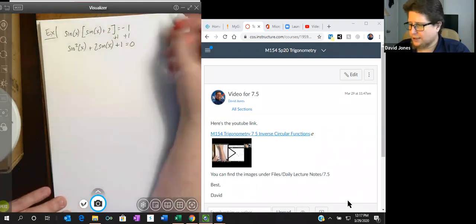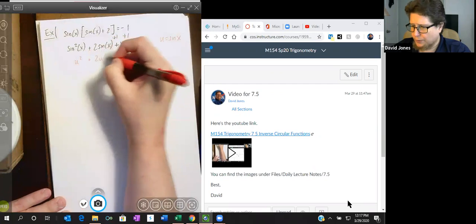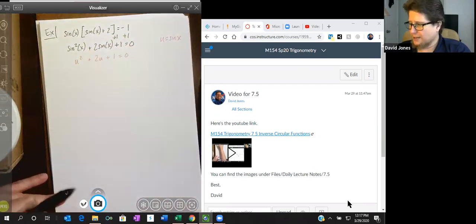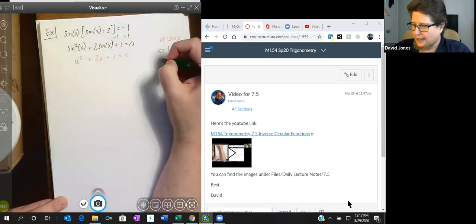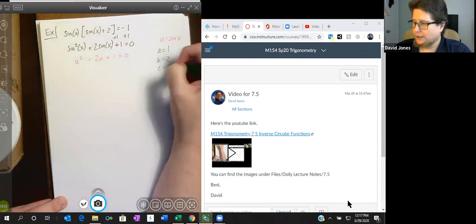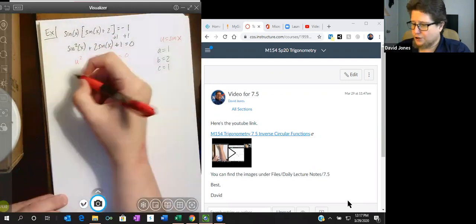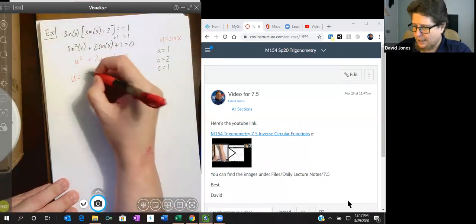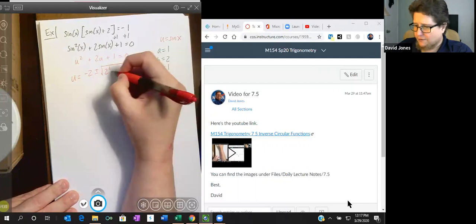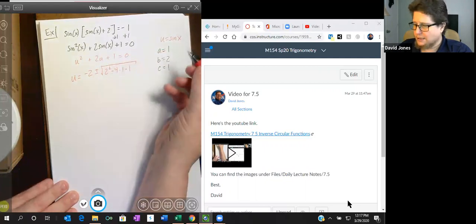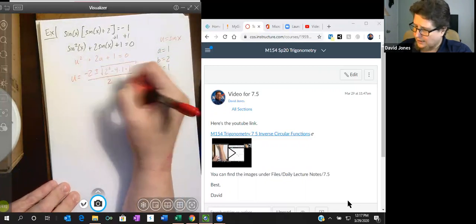If I say u equals sine x, this is u squared plus 2u plus 1 equals 0. And it should be easy to see that it factors. But let's just practice doing the quadratic formula. We got a equals 1, b equals 2, c equals 1. And so what we have is u equals negative b plus or minus the square root of b squared minus 4 times 1 times 1, all over 2a.